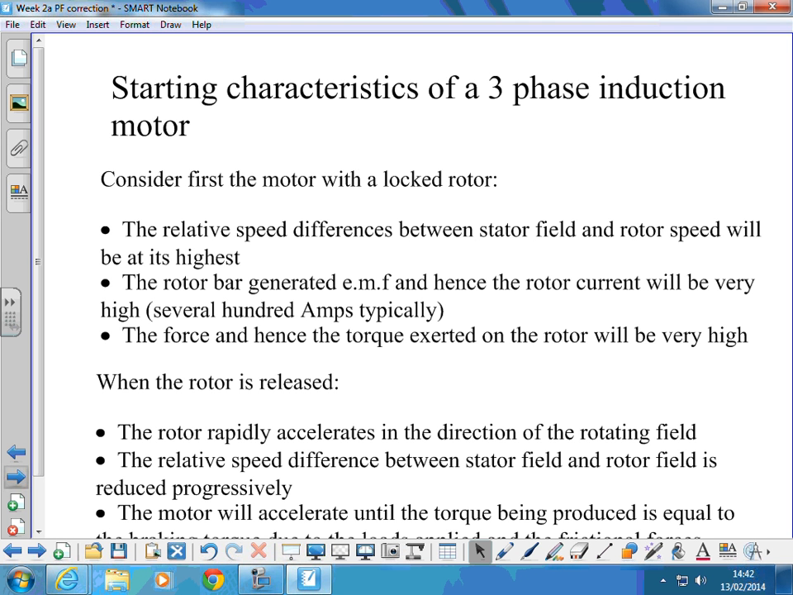So a technique for finding the parameters of a real motor is to lock the rotor, but you don't apply the normal voltage to it to see what's going on. You apply a much lower one. The force and hence the torque exerted on the rotor will be very high. So you imagine this locked rotor, then what happens when you suddenly release the rotor? It will rapidly accelerate in the direction of the rotating field.